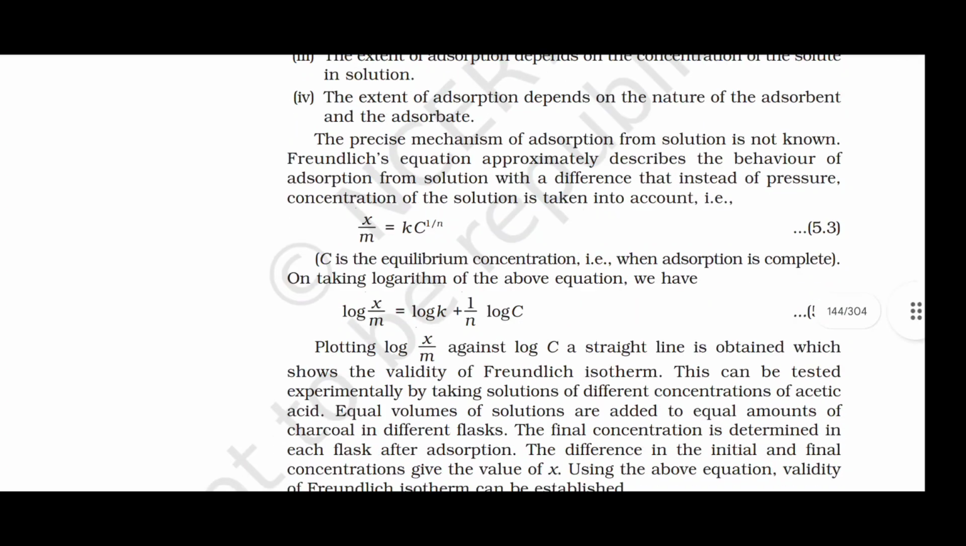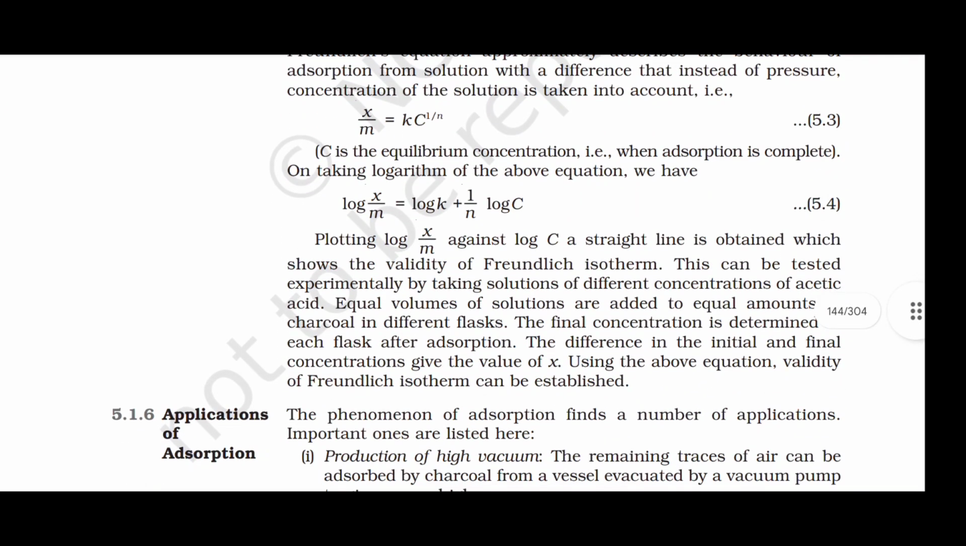On taking logarithm of the above equation, we have log x/m = log k + (1/n) log c. Plotting log x/m against log c, a straight line is obtained, which shows the validity of the Freundlich isotherm. This can be tested experimentally by taking solutions of different concentrations of acetic acid.